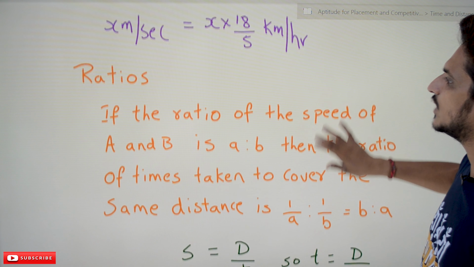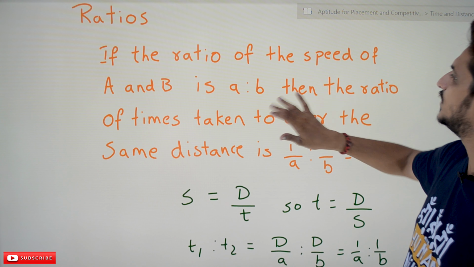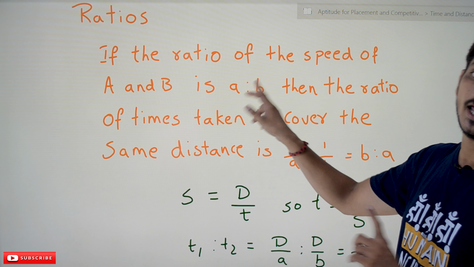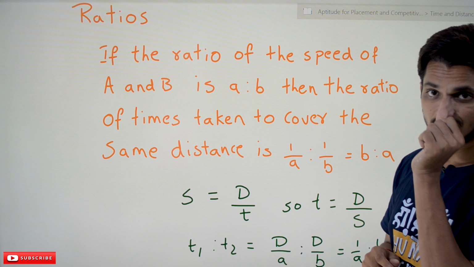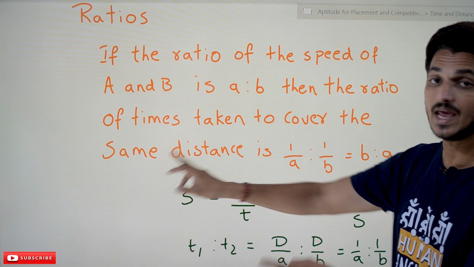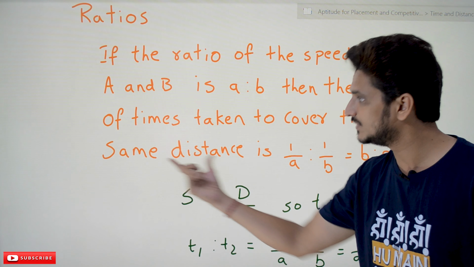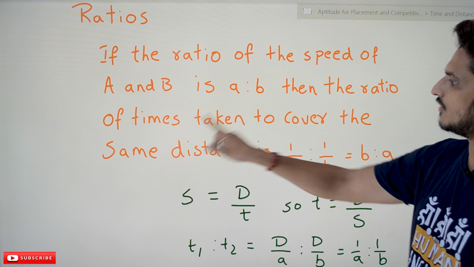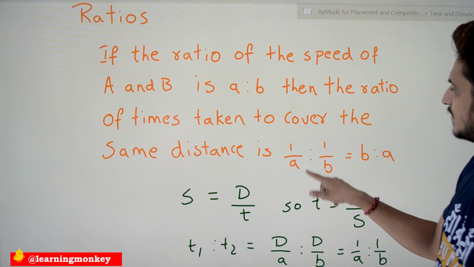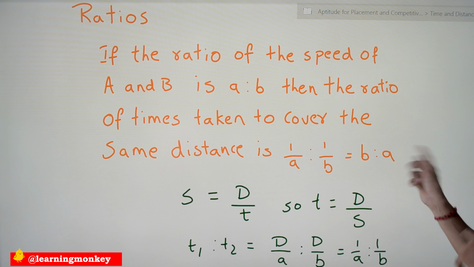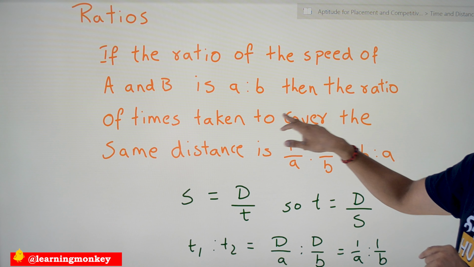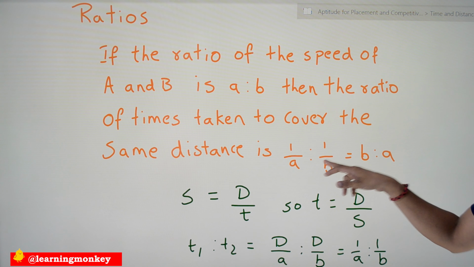So coming to the next one, ratios. If the ratio of the speed of A and B is A is to B, then the ratio of times taken to cover the same distance, don't forget this, same distance, is 1 by A is to 1 by B, which is B is to A. If the ratio of speeds is A is to B, their times are B is to A, 1 by A is to 1 by B.